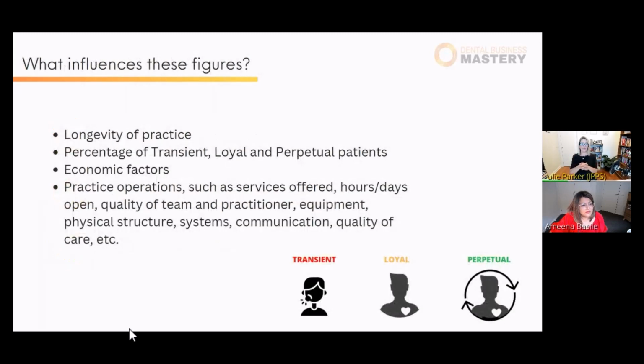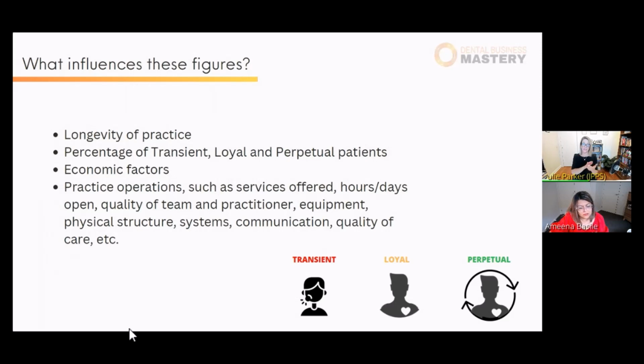So these are all the things that do influence these figures: the longevity of the practice, and the percentage of transient, loyal, and perpetual patients. Let's talk about that for a quick moment. It does impact how much success you are going to be able to achieve at reactivating some of these patients. With the transient, loyal, and perpetual patients, these are three categories of patients that you'll have in every practice in Australia. Amelia and I have identified these three categories, and it helps us understand how to communicate with them with more effectiveness.